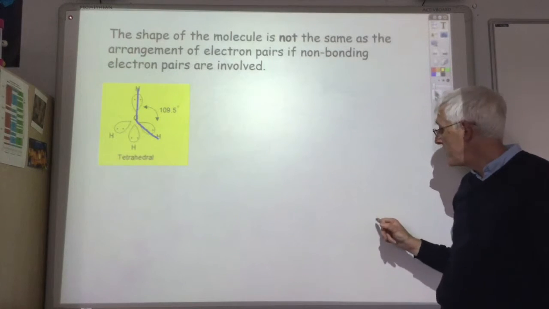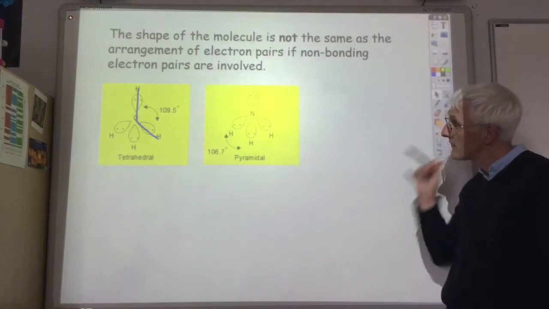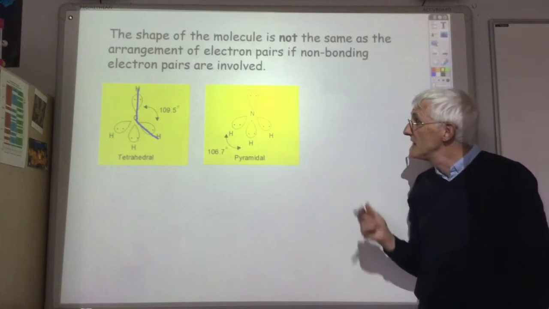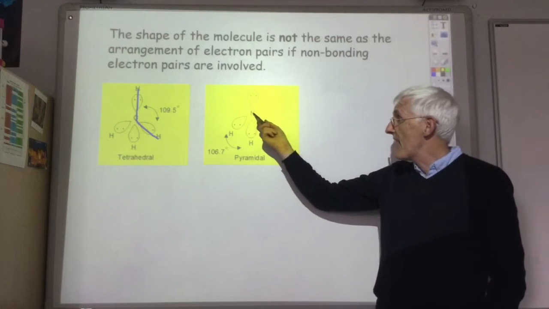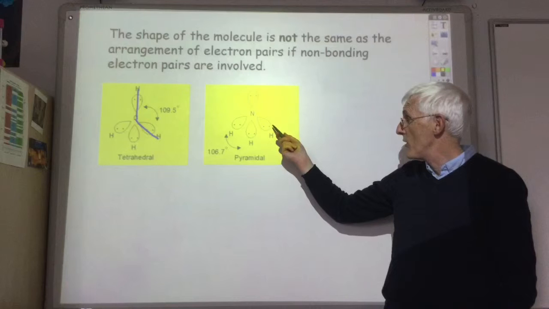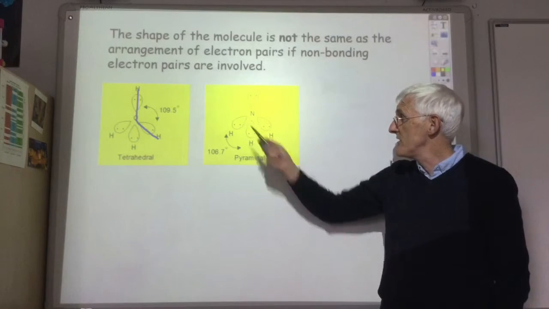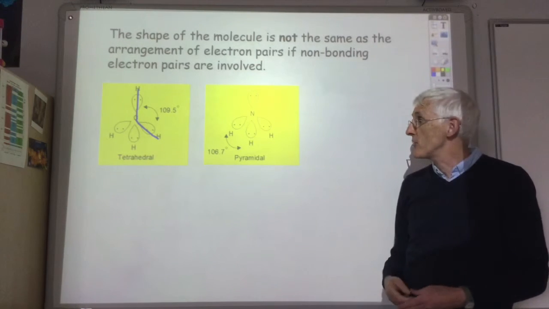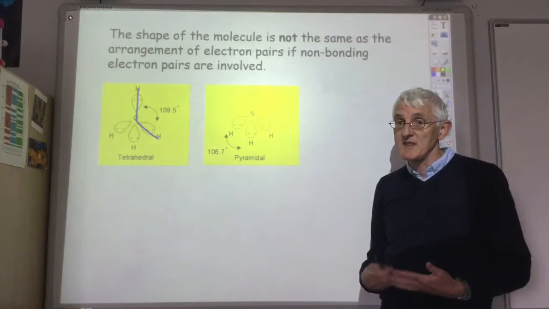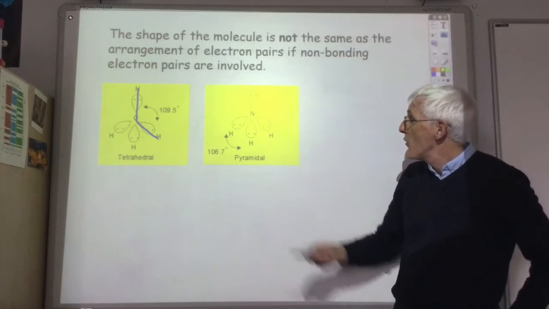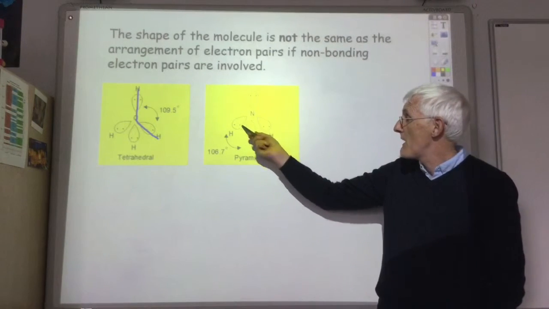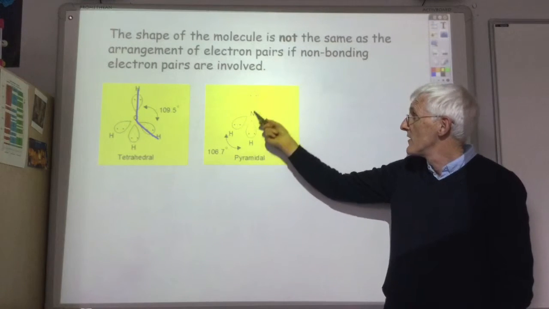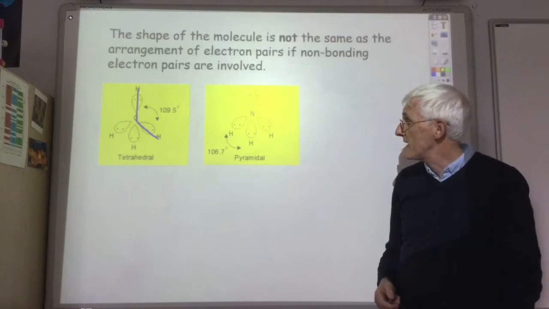If we look at ammonia, however, NH3, the nitrogen's got 5 electrons and then 1 from each hydrogen, gives us 8 in total, 4 electron pairs. The electron arrangement is tetrahedral. However, only 3 of them are bonding electron pairs. We've got a non-bonding electron pair here.